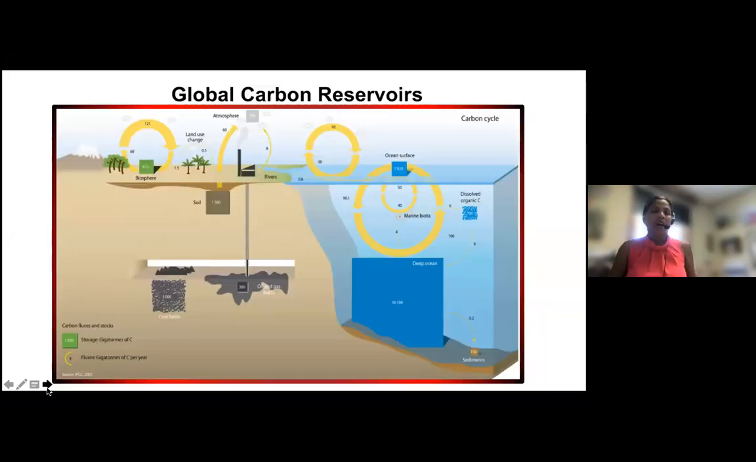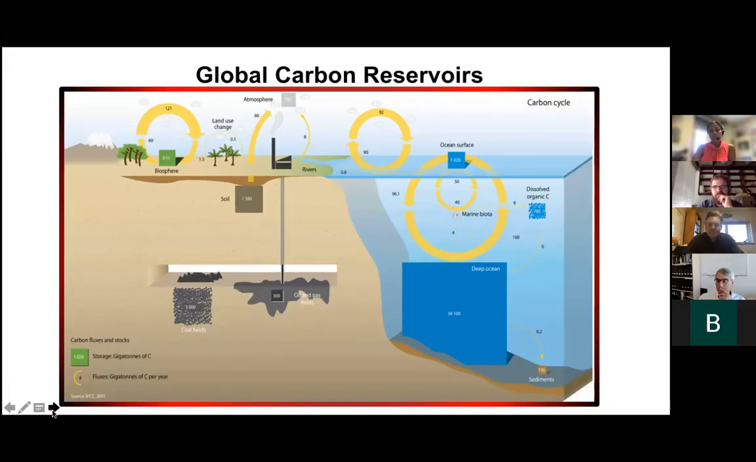So many of you have some version of this figure in all of your different classes. This is just a figure of the global carbon cycle, from the IPCC report in 2001. It has some of my favorite reservoirs of carbon. You can't see the numbers, but in yellow are the fluxes in gigatons of carbon per year, and the reservoirs are storage reservoirs. I want to draw your attention to a couple of those reservoirs.